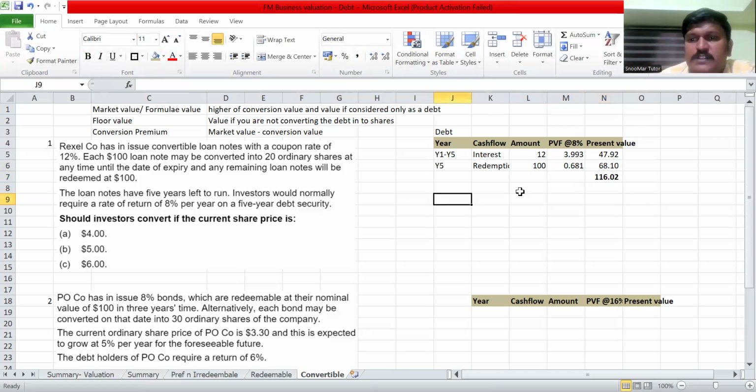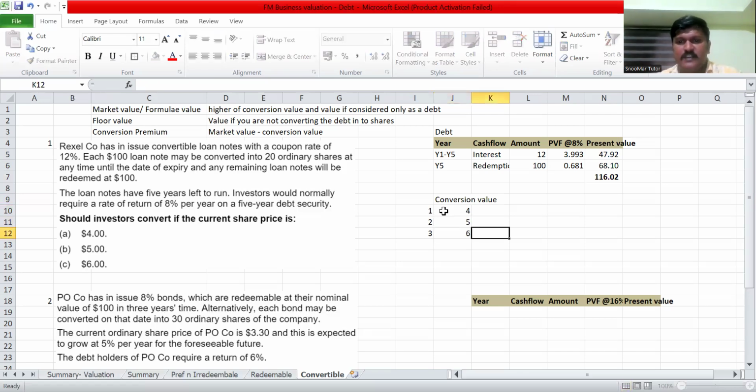So now you need to consider how much would be the equity value or conversion value. You'll be looking at three scenarios: first scenario, second scenario, and third scenario. Share price is 4, share price is 5, and share price is 6. Now we need to consider what the conversion option is. Each 100 loan note may be converted into 20 ordinary shares. So every 100 can be converted into 20 shares.